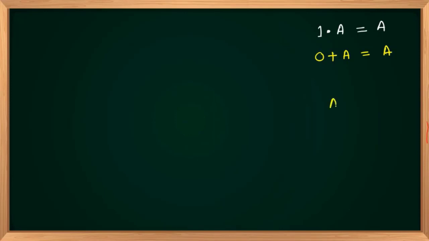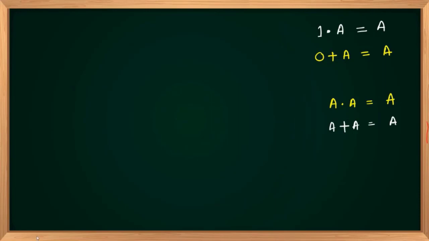Similarly, a dot a: if you take the product of the same variables, you get a itself. I'm not going into the proof; it's direct. If a equals 1, 1 dot 1 is 1. If a equals 0, 0 dot 0 is 0. So the value of a is on the right-hand side. If you take the dual, you get a plus a equal to a itself, so that is also valid.